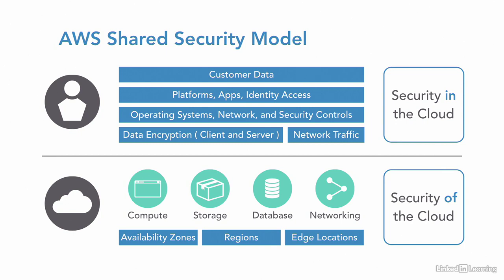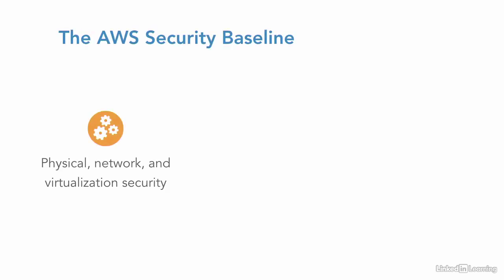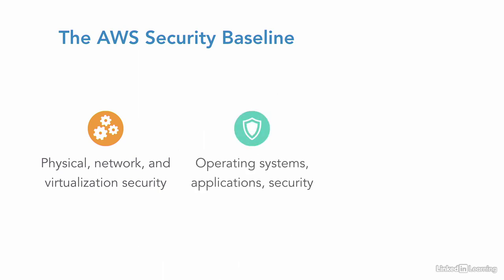The baseline, how you want to think of the security baseline, is starting off with Amazon's physical network and virtualization security, the pieces that we don't see: the actual data centers, the concrete buildings, the racks of servers, the physical storage arrays. That's Amazon's job. What's placed on those resources? Operating systems, Windows and Linux, applications, and the security of the applications. Well, that's now my job.